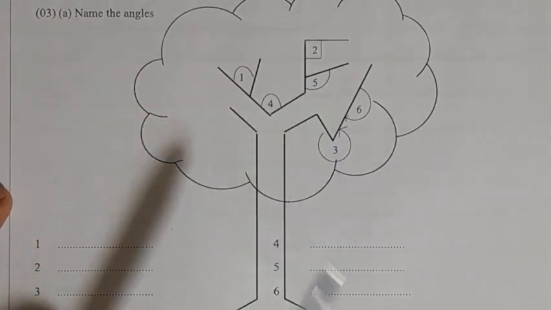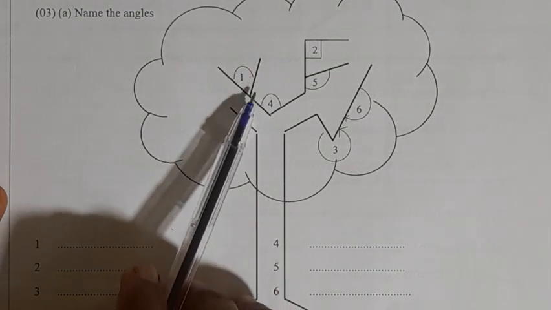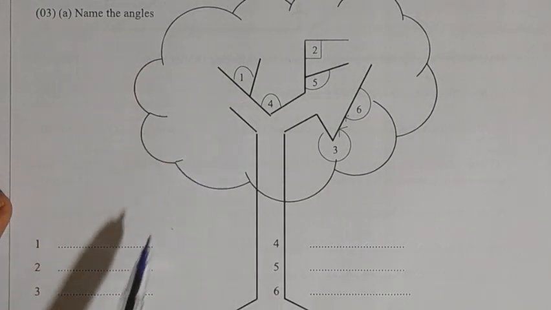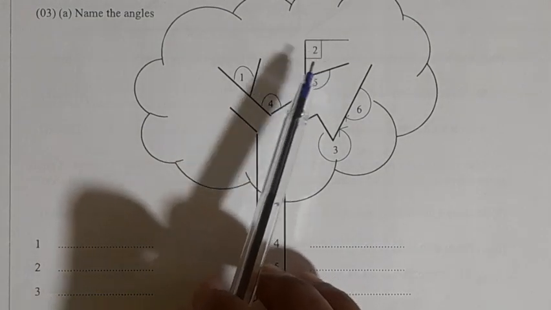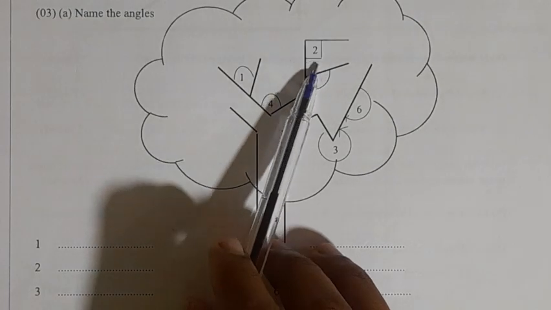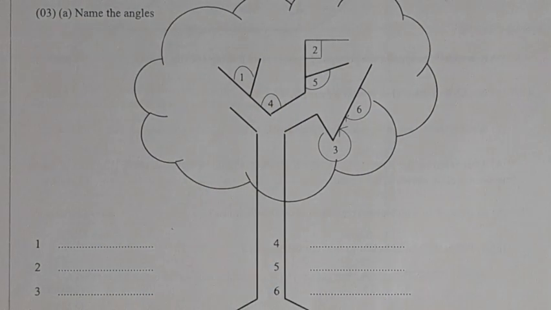1, 2, 3, 4, 5, 6. Number 1 is less than a right angle, so that is an acute angle. Number 2 is a right angle. We can identify it by denoting it using the square.